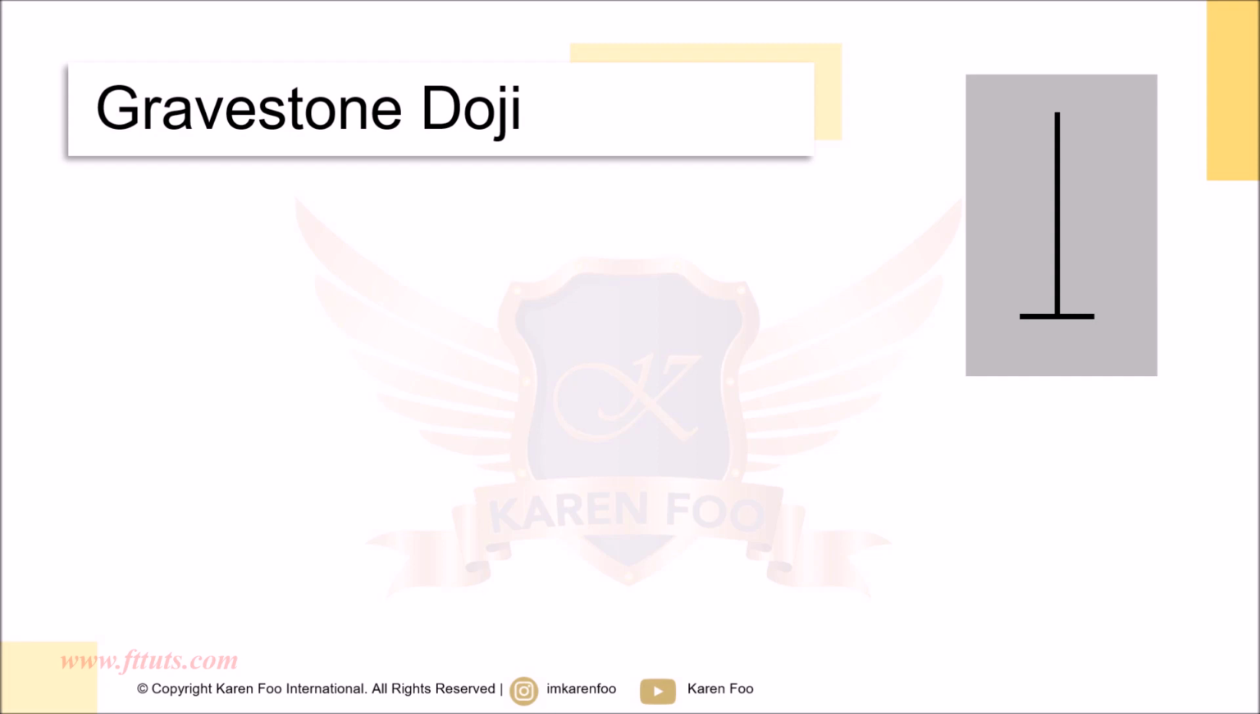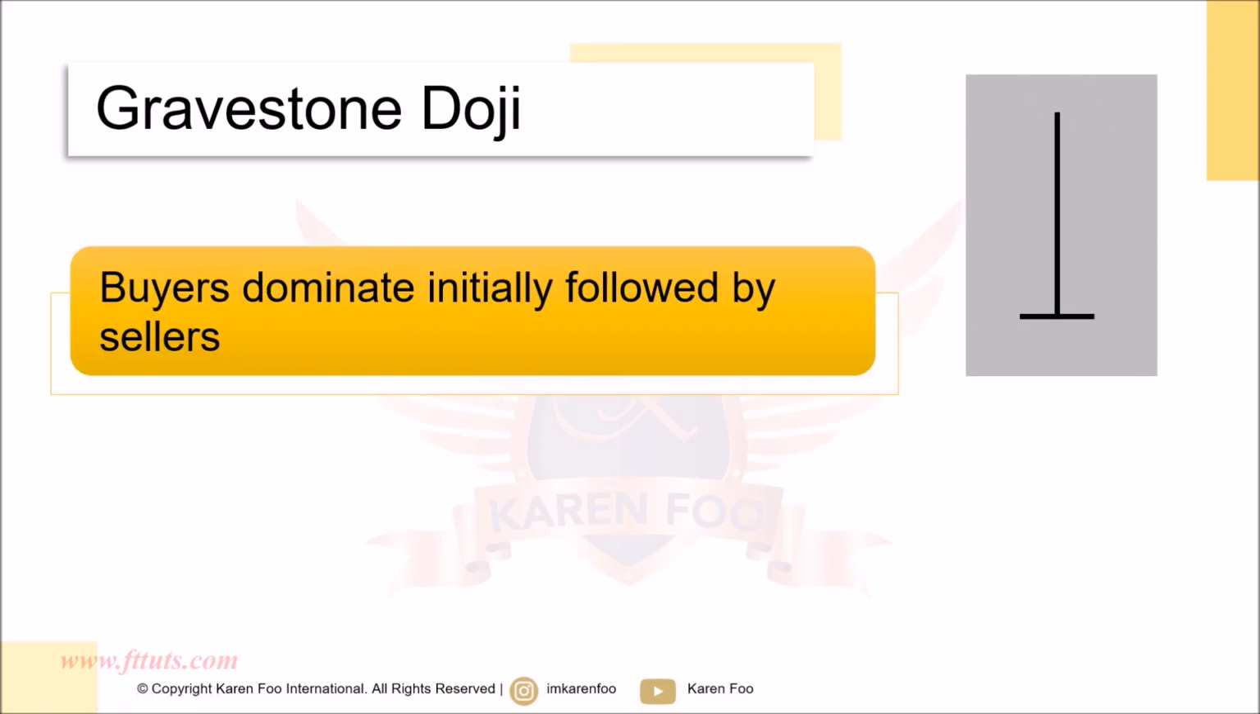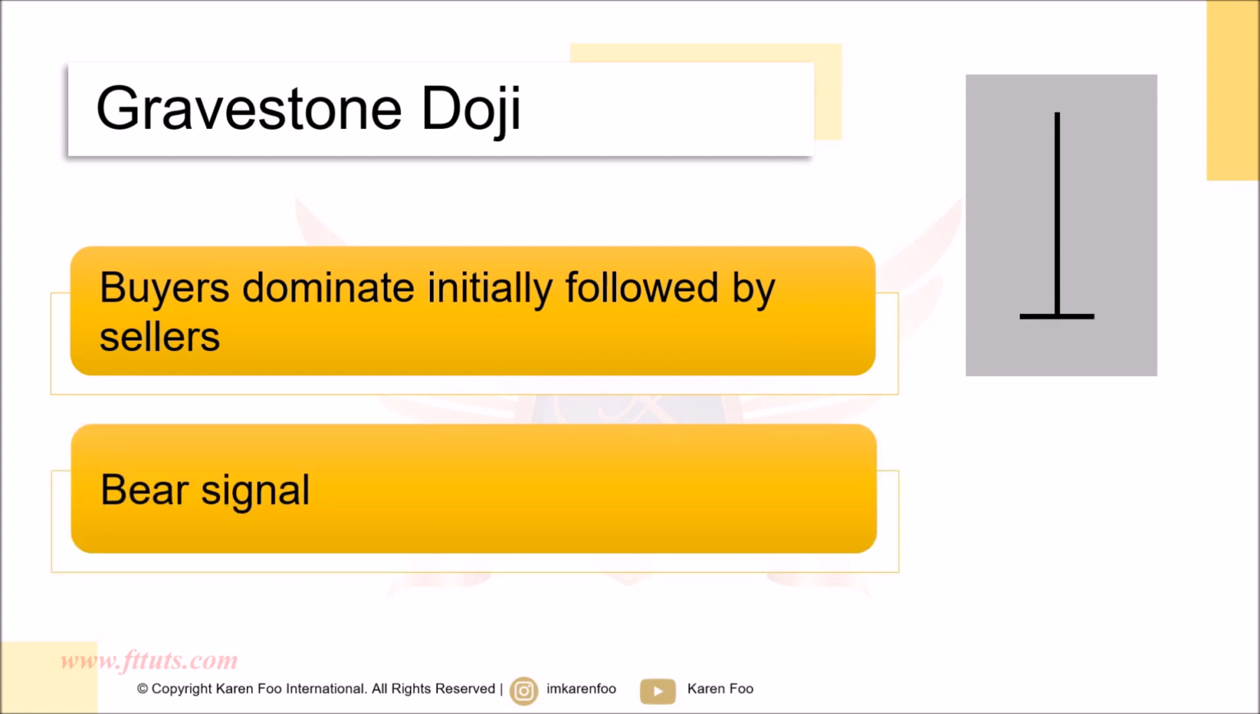Okay, so buyers initially came in, pushed the price up, but sellers came in at the end of the session and pushed the price all the way down. So this means that sellers won. So this is a bearish signal. Like I said, buyers dominate initially, followed by sellers, and this is a bearish signal.